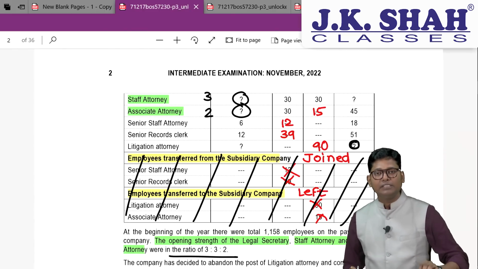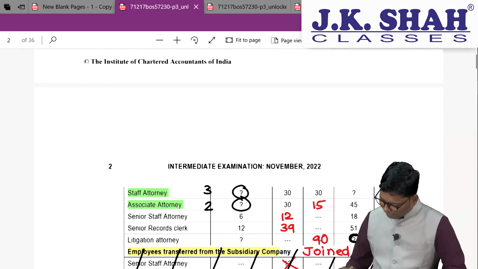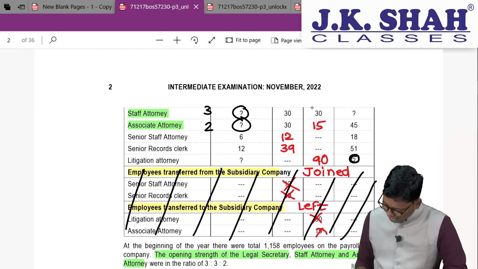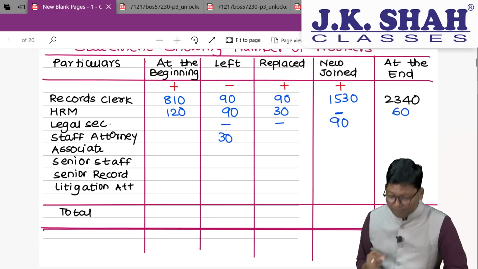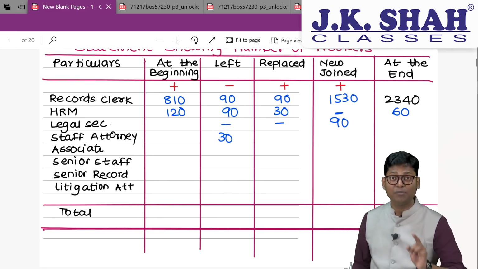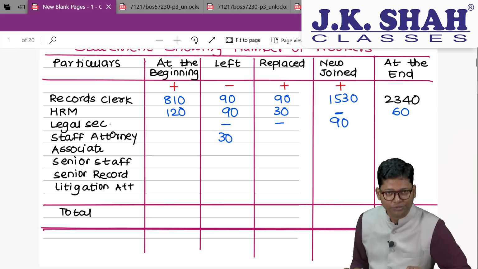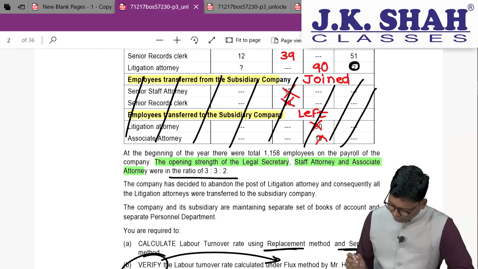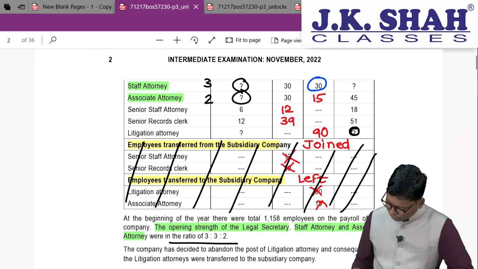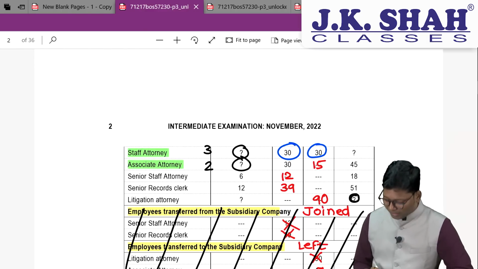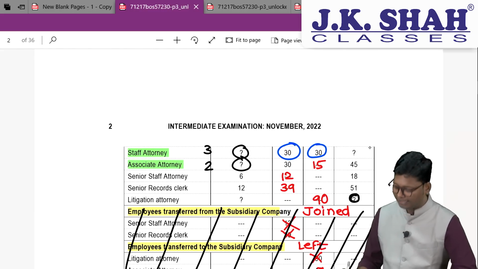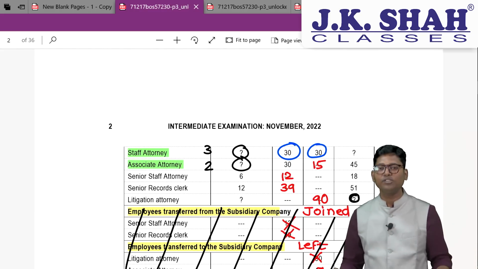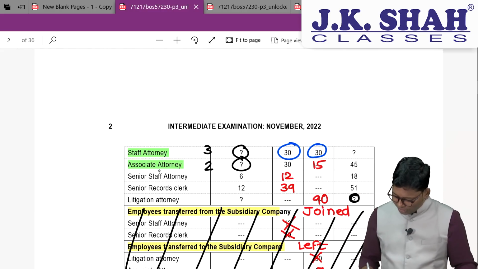Staff attorney. For staff attorney, left employees are available with us. They are 30. If 30 employees left, first I'll record these 30 employees in the left column. Please practice this question one more time. The same question is there in the JKSC textbook also. Now 30 employees left, and the joined employees are 30. 30 left, 30 joined, so all 30 will be considered as replacement, no new joinees. And again, no final number is given in the question, so no calculation is possible.